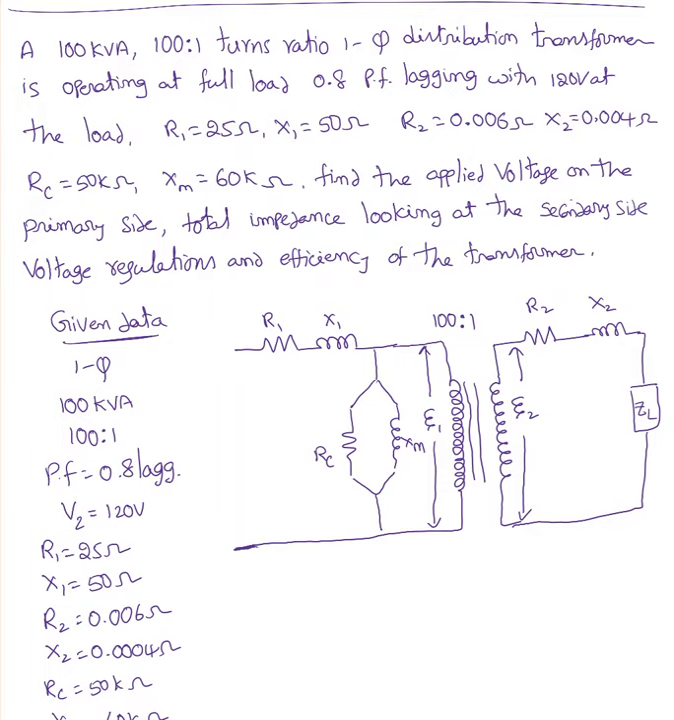Here is an example based on a practical, real transformer. The given data is a 100 kVA, 100 turns ratio single phase distribution transformer. When you see this 100:1, that means if you have 100 volts on the primary side, the secondary side is only 1 volt. So it's a step down transformer. It's operating at full load at 0.8 power factor lagging with 120 volts at the load.